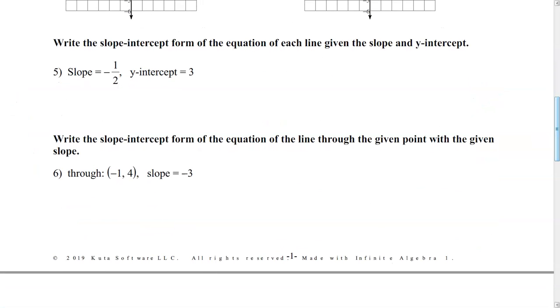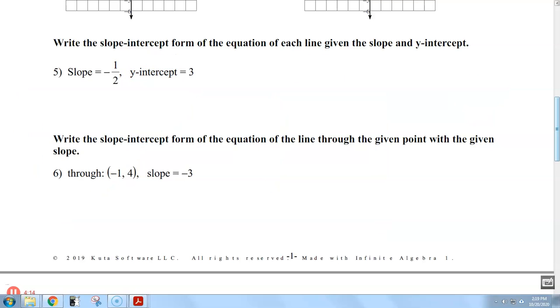All right, now we're going to write some equations here. So write the slope-intercept form. Well, you give me the m and you give me the b. Y equals slope. Don't forget your x. A lot of kids miss the x. And +3 is my intercept.